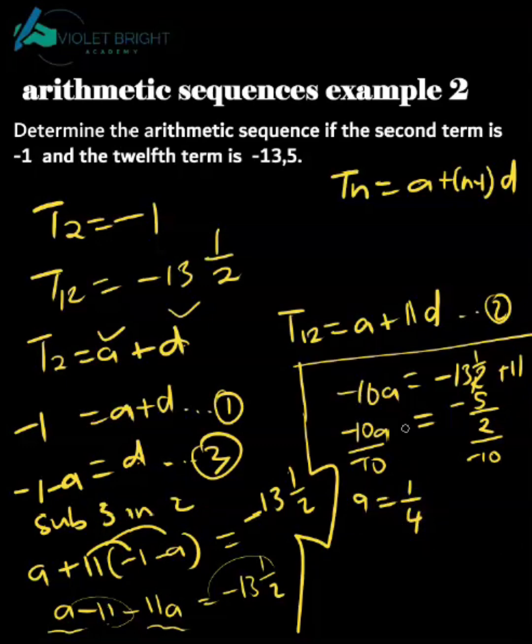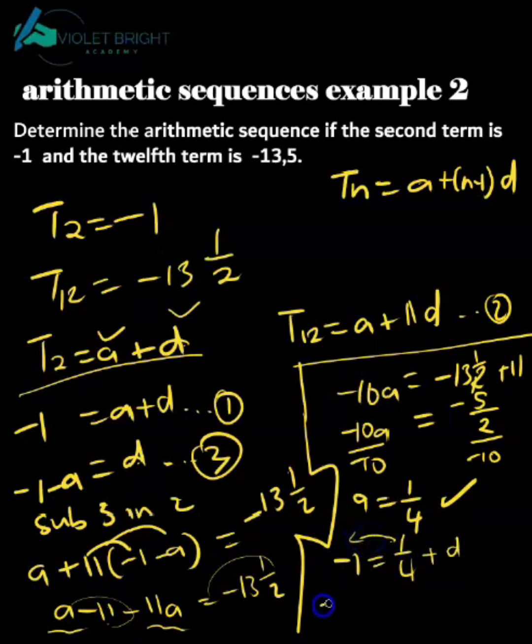So it's now easy for us to find the common difference if we have a. So we found the first one. So let's try to use this one. We can use any one of them. I just prefer this one. So T2, we know that it's equal to -1, which equals a plus d. So you take this one to the other side, it's going to be -1 minus 1 over 4, and we are going to get that d is equal to -5 over 4. So we found our a, we found our d.